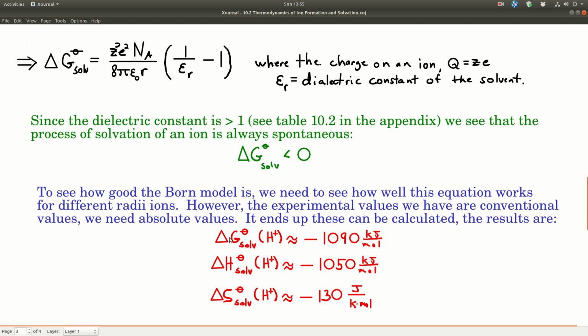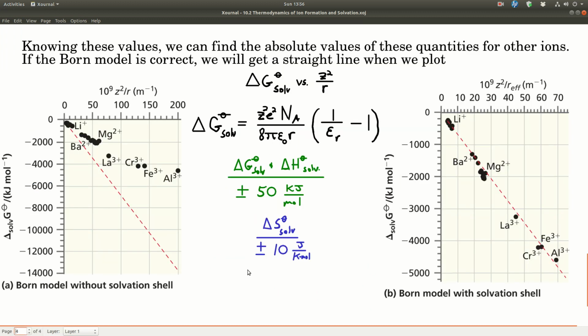And that is that the delta G of solvation of the hydrogen ion, the absolute thermodynamic value, not actually 0, is negative 1,090 kilojoules per mole. Heat of solvation of the hydrogen ion is negative 1,050 kilojoules per mole, and change in entropy is negative 130 joules per Kelvin mole. So knowing these, we can find the absolute values for the thermodynamic values for delta G, delta H, and delta S of solvation for other ions, just like we did for sodium in sodium chloride in the previous section.